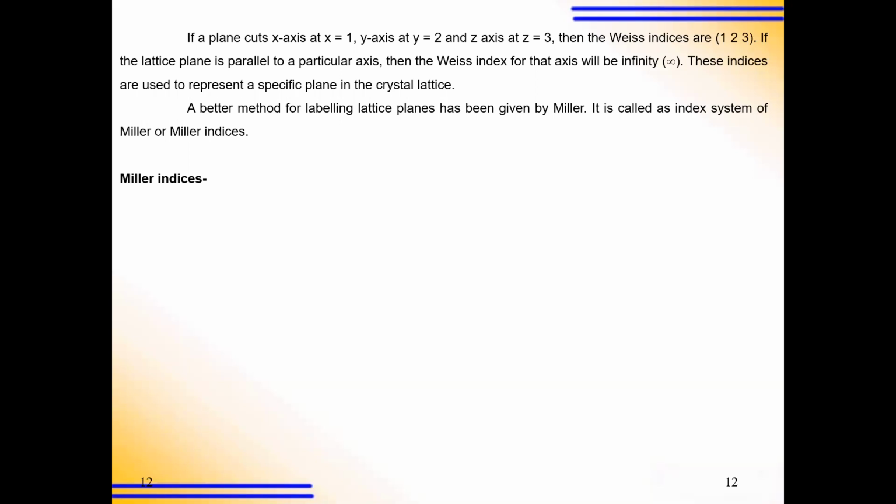So let the unit plane be ABC, and it intersects in three-dimensional space the three axes A, B, and C. This plane intersects your X, Y, and Z axes. So these are called the unit intercepts.